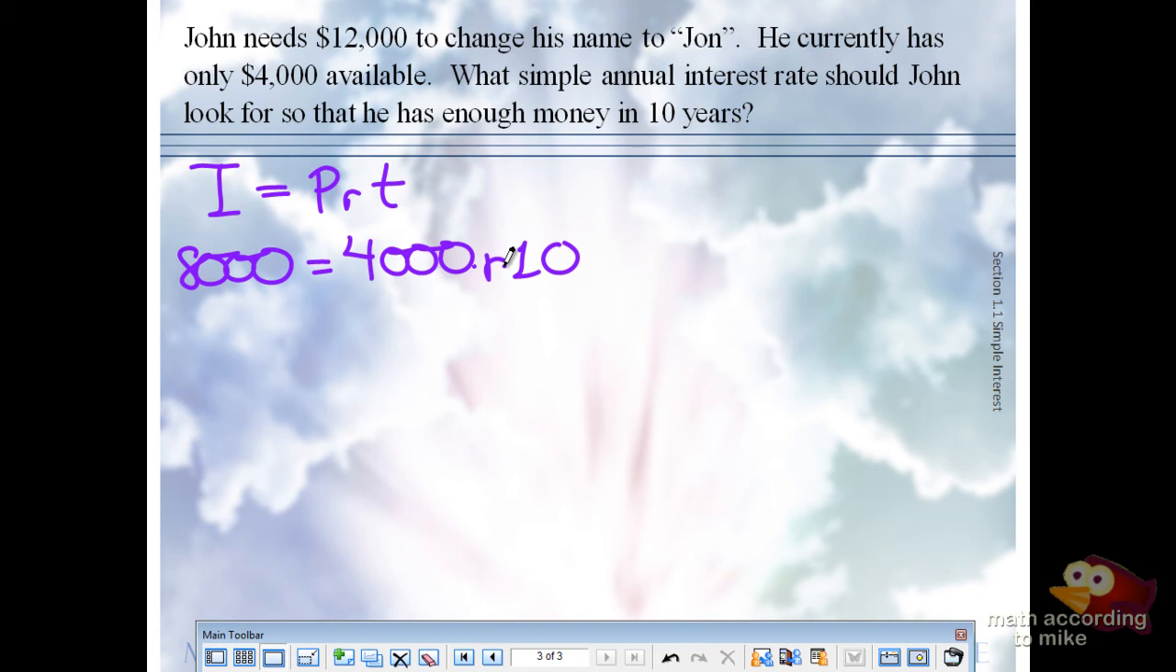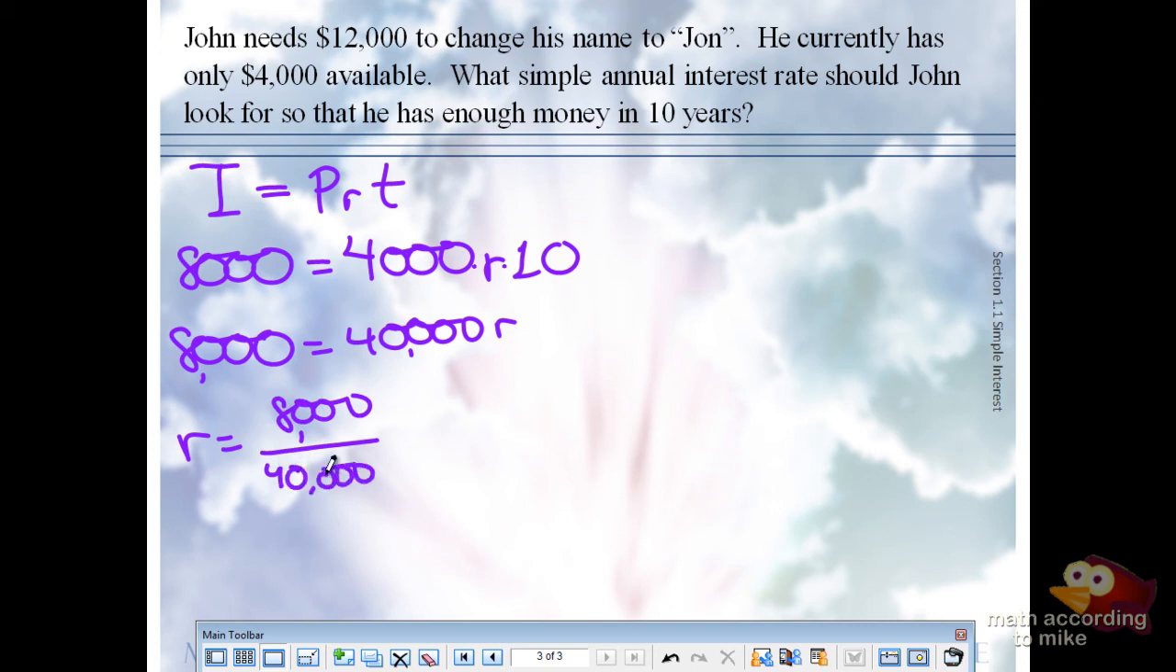Now this is a very nice one. We can clean out that coefficient of R. What is 4,000 times 10? 40,000. How do we finish solving for R? Good. What is 8,000 over 40,000 as a decimal? 20%. 0.2, or as a percentage, 20%. Remember, to go decimal to percent, you go the other way, 2 places to the right.